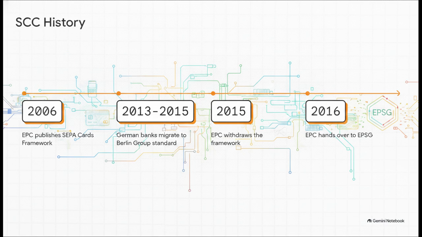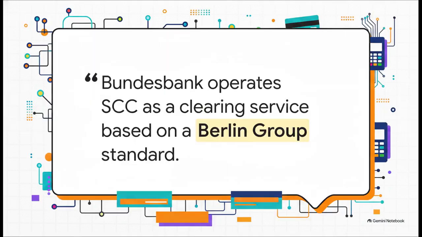The following year, they handed the keys over to the European Payment Stakeholders Group, and because of this, there is actually no official EPC card scheme for banks to join today. Now, because the EPC left this massive gap, the Bundesbank now operates SCC as a clearing service based on a Berlin Group standard rather than an EPC rulebook. The Berlin Group cleverly avoided creating a brand new scheme from scratch. Instead, they developed this incredibly ingenious framework that makes card-initiated transactions processable using existing SEPA messages, and German banks successfully migrated to this standard between 2013 and 2015.